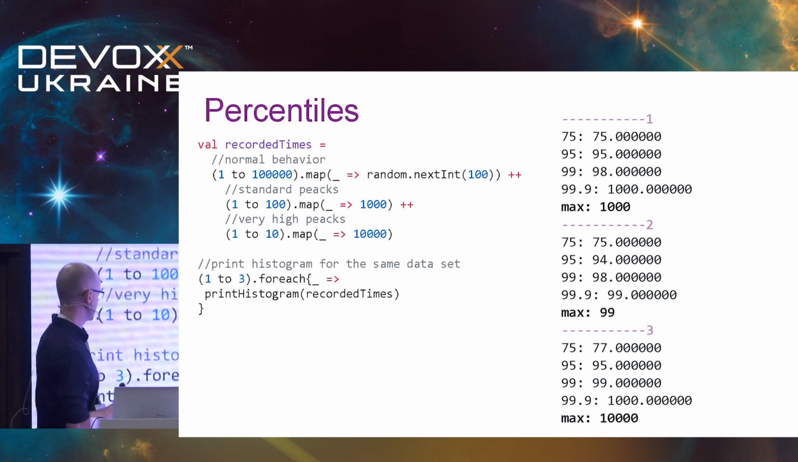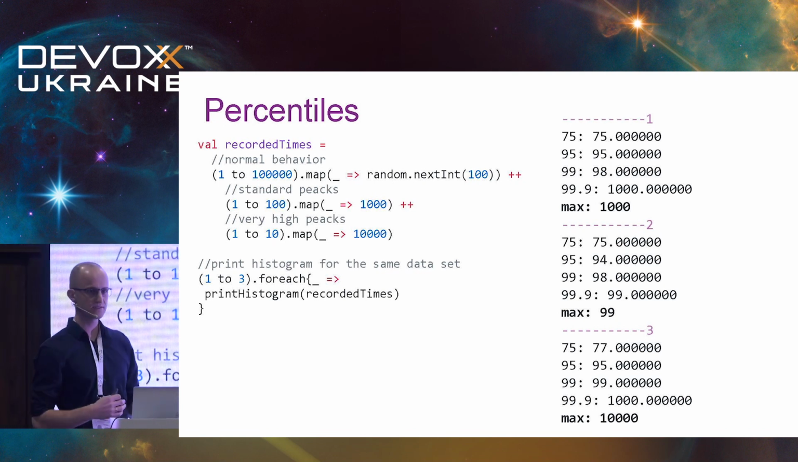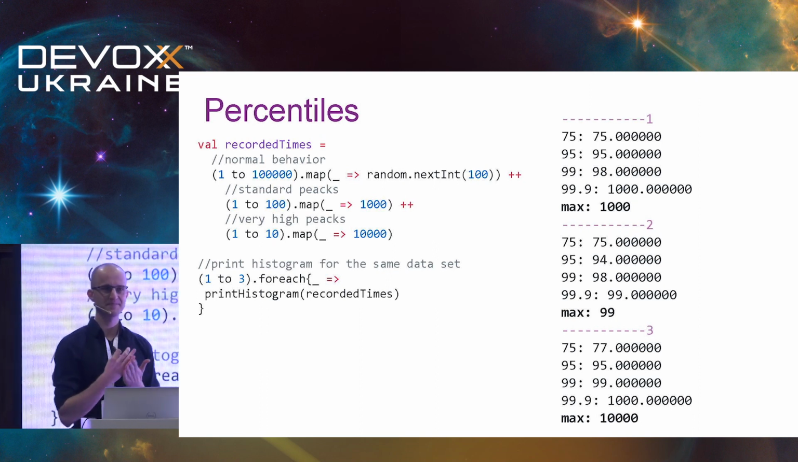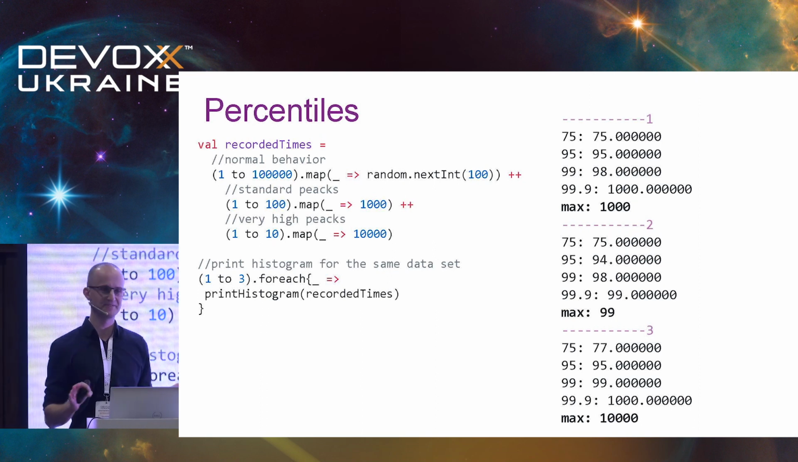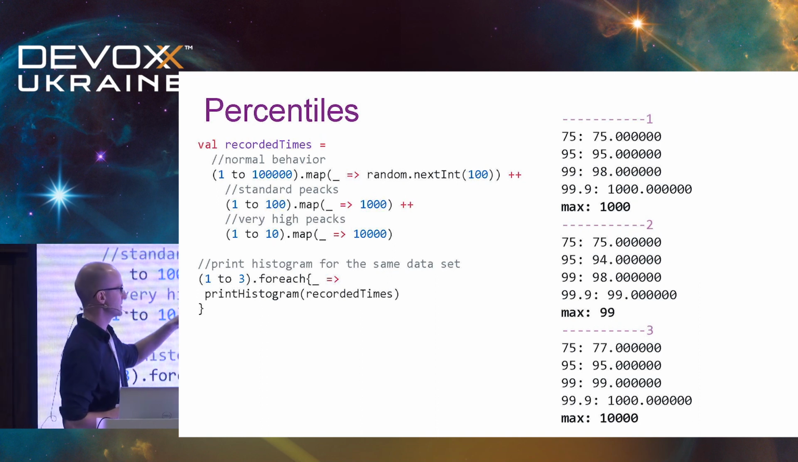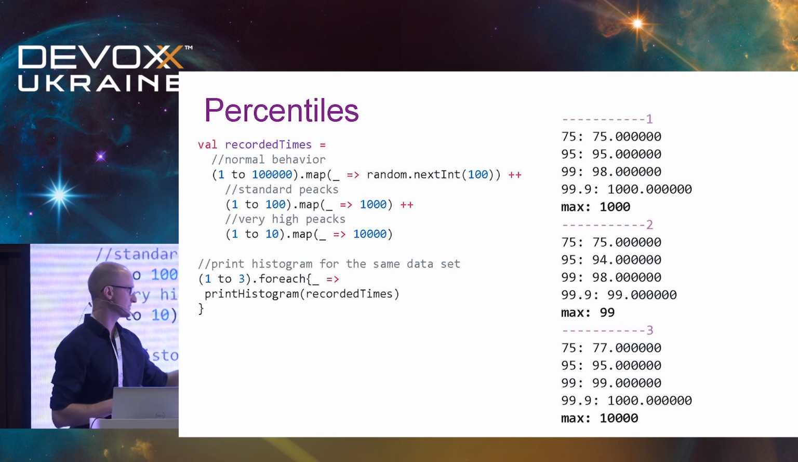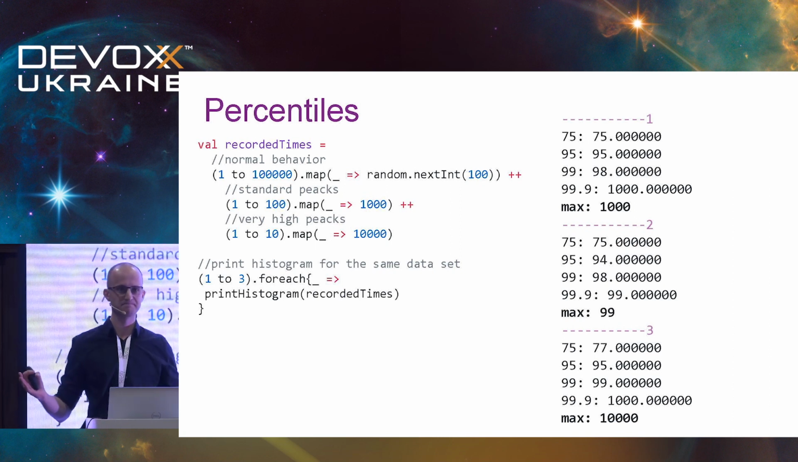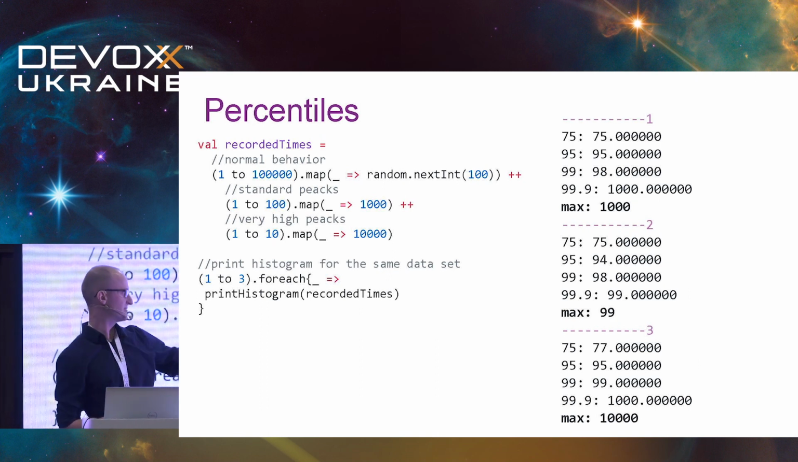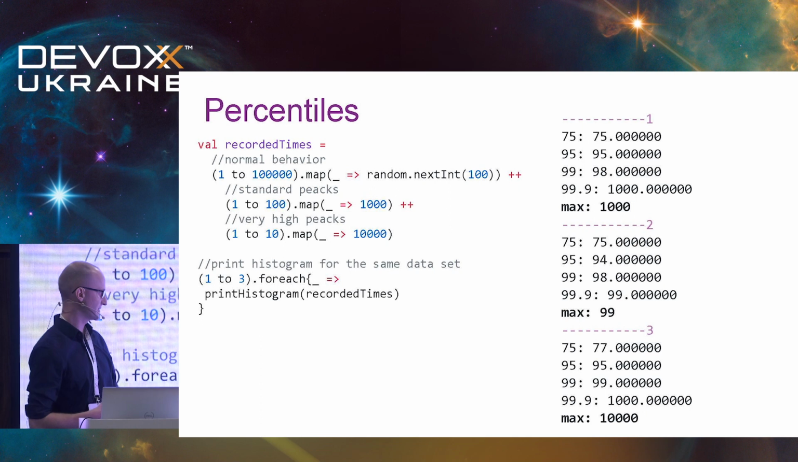Combine them together and generate a histogram 3 times using Dropwizard Metrics. And surprise, each iteration gives completely different results. First iteration, 99th percentile is equal to 98, max value 1,000. Second iteration, 99th percentile 98, max value 99. Great results. You have no clue that you have performance hiccups. And third iteration, 99th percentile 99, and max value 10,000.